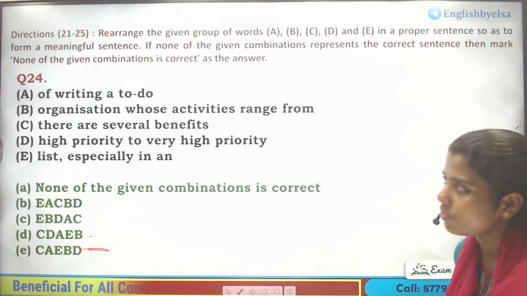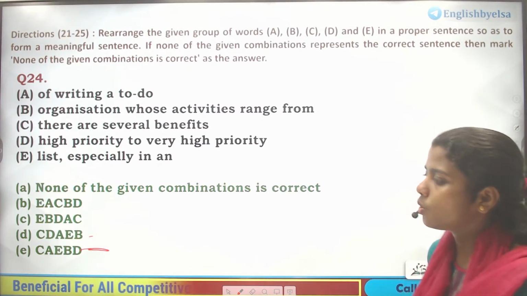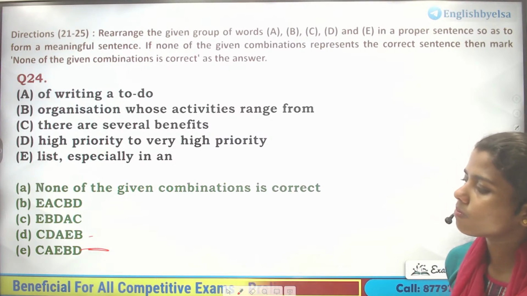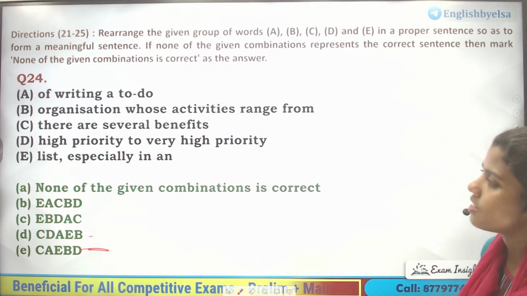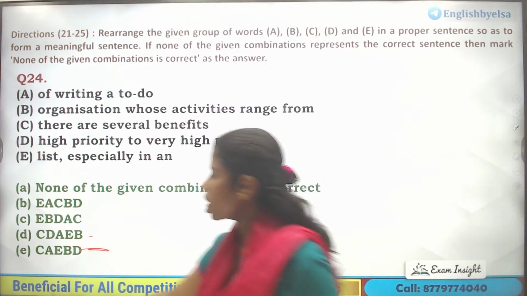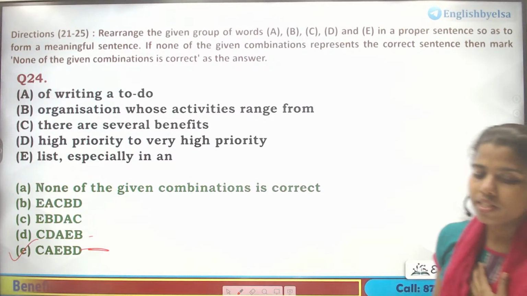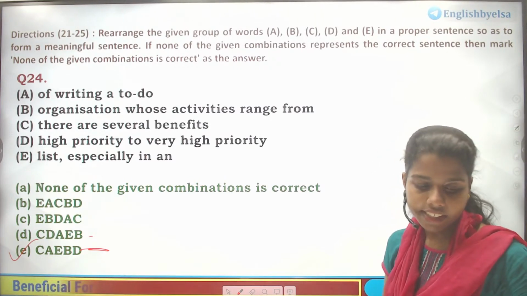There are several benefits of writing a to-do list, especially in an organization whose activities range from high priority to very high priority. Option E is the correct answer for this question also. Question number 24: E is the correct answer.